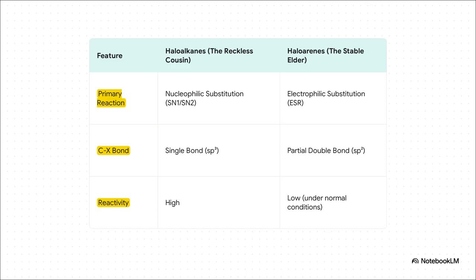Your haloalkane, it's got a simple, breakable single bond, so its whole life is about nucleophilic substitution. It's highly reactive. The haloarene, it's got that strong partial double bond thanks to resonance, so it prefers electrophilic substitution, attacking the ring, and is way, way less reactive under normal conditions. It's that simple. Two cousins living two totally different chemical lives.